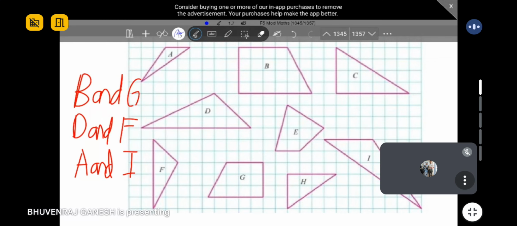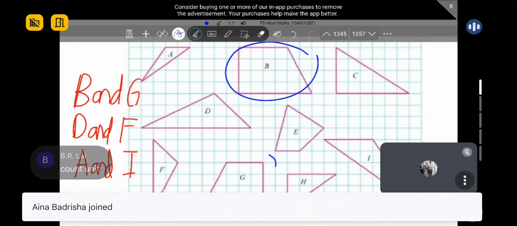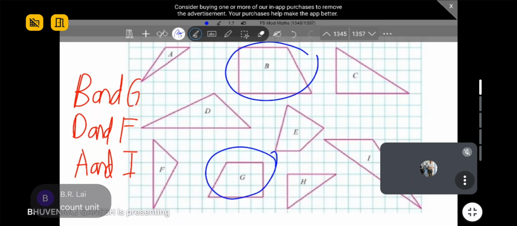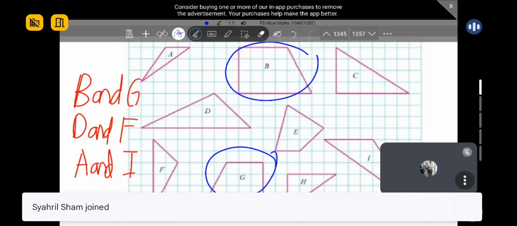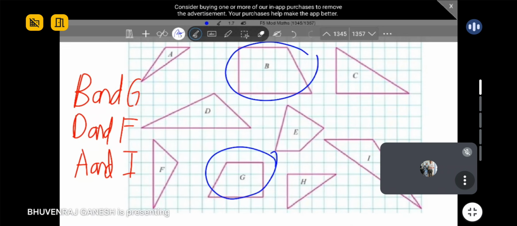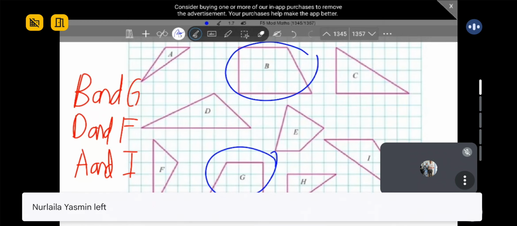Okay, B and G first. Okay, guys, you see B and G. Check and see. Are they the similar shape? For those that say don't understand. For those who understand already, kamu steady. Relax kat situ dulu. Untuk yang faham. Now for those who don't understand, yang tak faham.